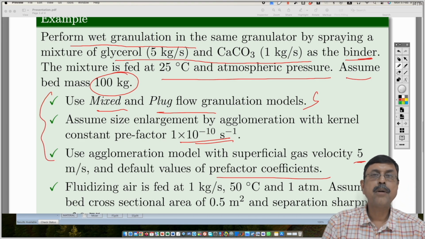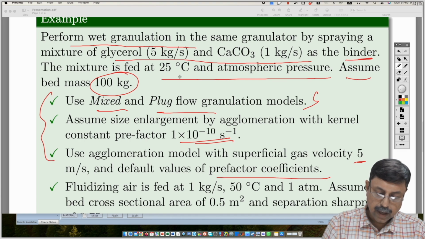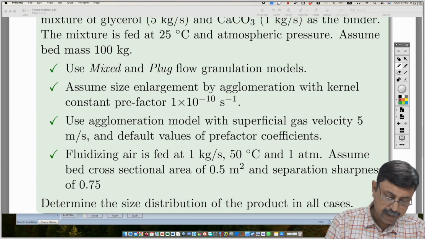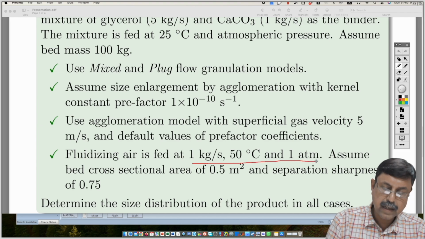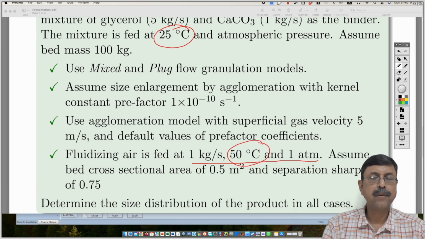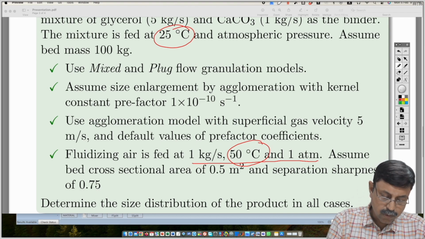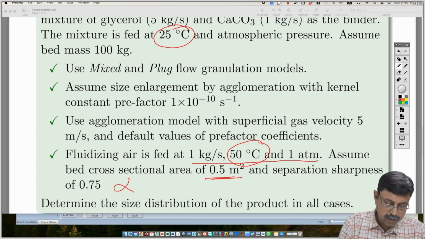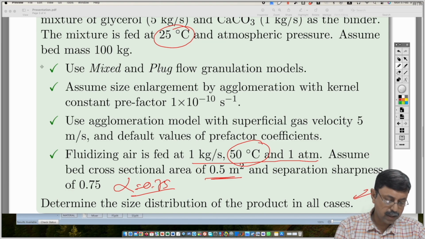So for first three problems, we are not using any hot air. And the last problem, we will use hot air, and here it is said that fluidizing air is fed at 1 kg per second, 50 degrees centigrade, 1 atmosphere. It was 25 degrees centigrade and it is 50 degrees centigrade. So the air is hotter than the other bed mass. You assume bed cross-sectional area of 0.5 meters square and separation sharpness is 0.75. Here again, determine the size distribution of the product of all the cases, all the 4 cases.